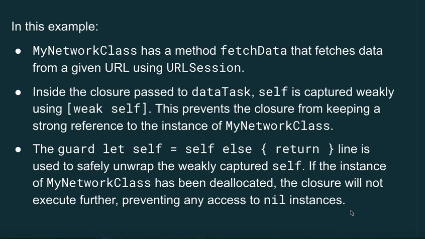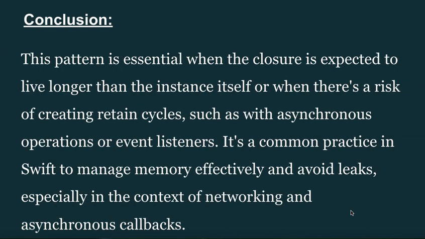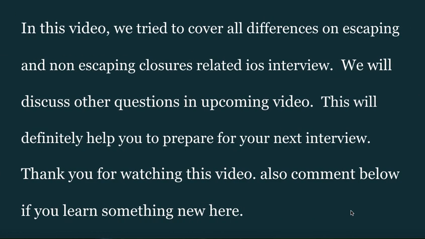Conclusion. This pattern is essential when the closure is expected to live longer than the instance itself or when there is a risk of creating retain cycles, such as with asynchronous operations or delegates or event listeners. It's a common practice in Swift to manage memory effectively and avoid leaks, especially in the context of networking and asynchronous callbacks. In this video, we tried to cover all differences on escaping and non-escaping closures related to iOS interviews.